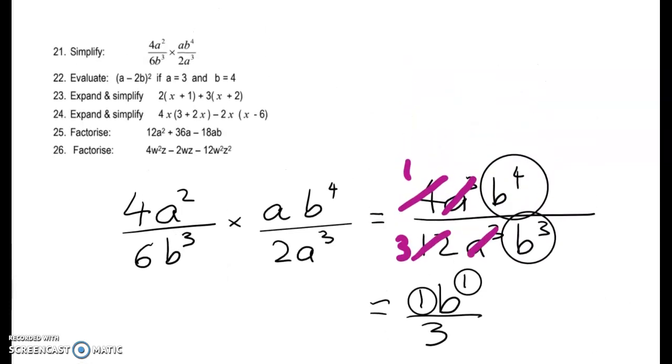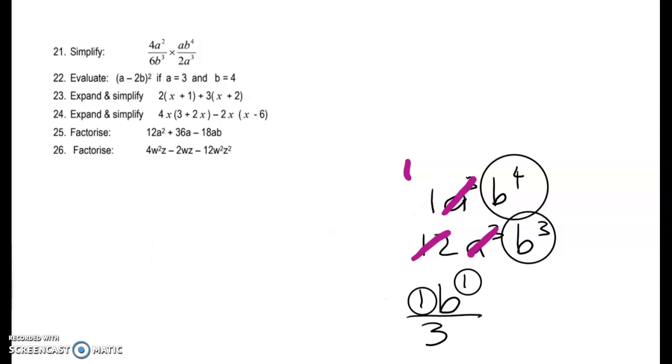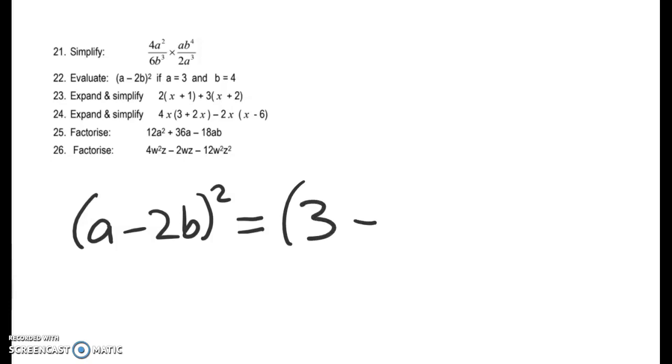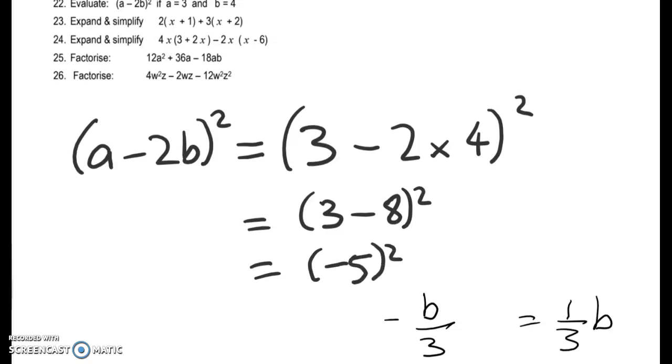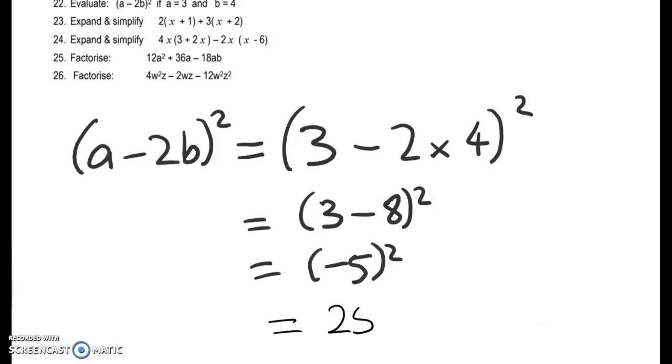Number 22. This is an evaluate question. So this is telling us to take the given values for a and b and to substitute those into the expression. So this is checking that you really understand how BODMAS or BIDMAS works. So it's 3 minus 2 times 4 squared. Let's work out what's in the brackets first. Well, we've got 3 minus 8 squared. So that's negative 5 squared. So negative 5 times negative 5 is equal to positive 25.